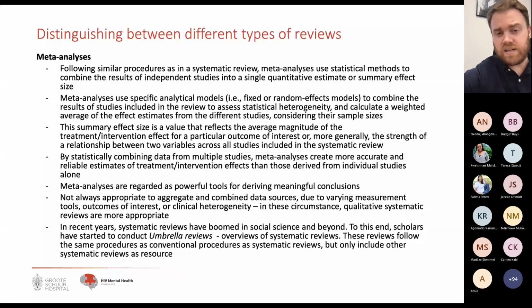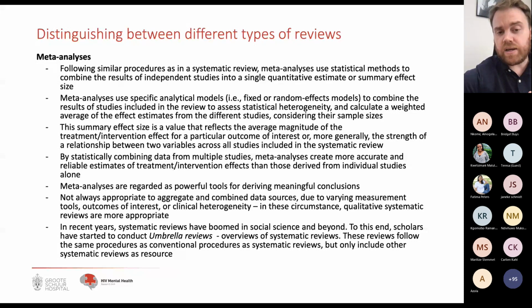And this summary effect size is a value that reflects the average magnitude of the treatment intervention effect, or more generally, you just want to find out the strength of a relationship between two variables across all the studies included in the systematic review. By combining these data statistically from multiple studies, meta-analyses create more accurate and reliable estimates of treatment/intervention effects than those derived from individual studies, because you're combining multiple sources of data.